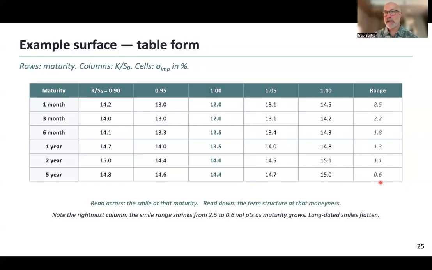And this is a structural feature. At short maturities, the implied distribution is far from log normal, so the smile is a bit more pronounced. And at the longer maturities, the law of large numbers kind of smooths things out. So the distribution will approach log normal distribution, and the smile will flatten out. So this is one of the more constant empirical features of volatility surfaces.